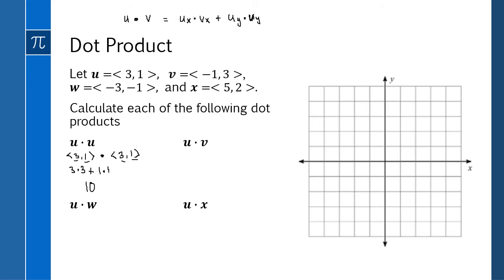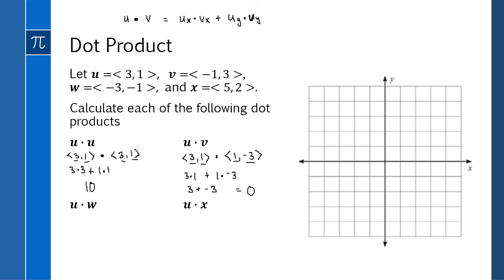U dot v, we are given, again, vector u is 3, 1. Vector v is -1, 3. So if we dot product those together, multiplying the x components, we've got 3 times -1. Add to that the product of the y components, 1 times 3. That is -3 plus 3, or 0.